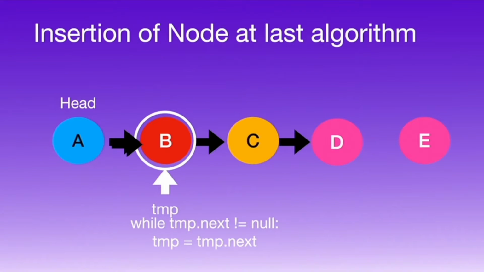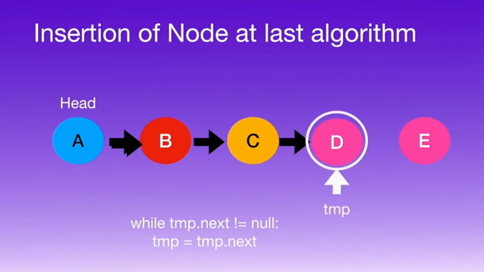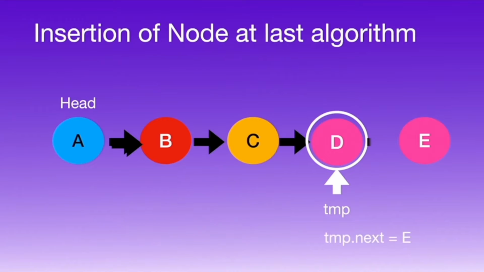Now the next of B is not null. Now the temp variable will point to C. The next of C is not null, so the temp will point to D, and at this point we have reached the end point of the linked list. Here we can see the next of D is null. So what we are going to do, we are going to change the value of temp.next to the new node. So here the next of D is equal to E. So in this way we can insert at the last of our linked list.